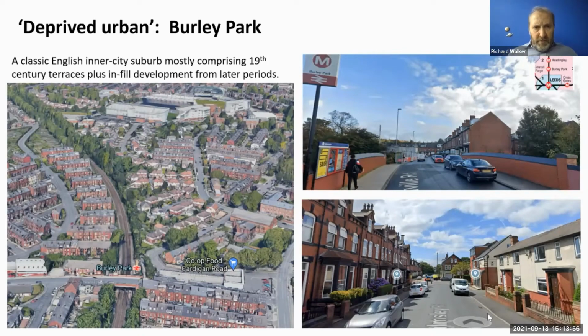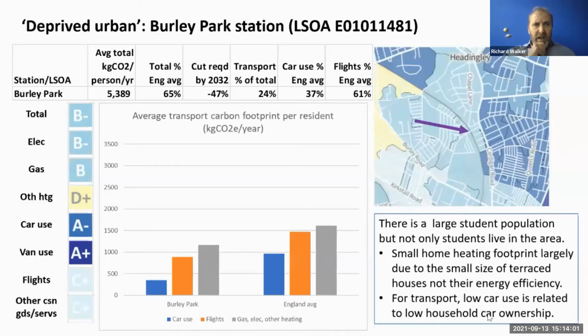So what does the calculator show for Burley Park? Here we see that the average total carbon footprint of 5.5 tons is below the England average. This is particularly low use of cars, but also quite low take-up of flights. So this area is 65% of the English average carbon footprint, but the cuts required by 2032 are still nearly half. So even this area has got to cut its footprint by nearly half.